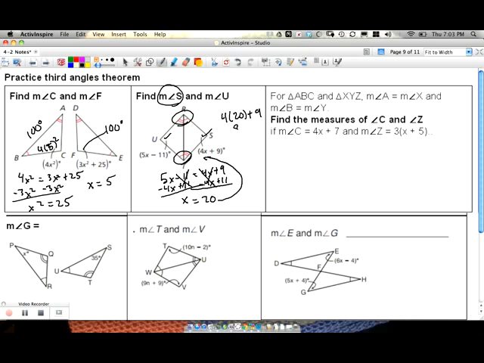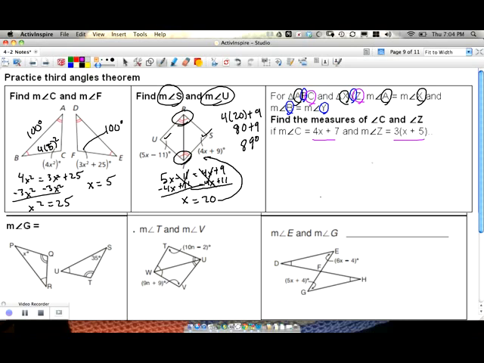I know this next one, it's easier than you would think. Even though there's no pictures, let's just kind of follow what's happening. Angle A is congruent to angle X. Angle B is congruent to, or is equal to, angle Y. They're equal, and then these are equal. So that means that angle C and Z must also be equal. So 4x plus 7 and 3 times x plus 5 have to be equal. Well, let's see what would happen. We have 4x plus 7 equals 3 times x plus 5.